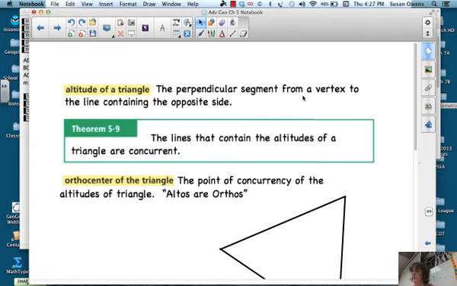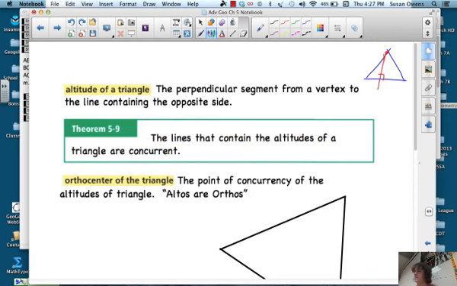This video is the fourth video in the series about the concurrency points. So this one is going to deal with the altitudes. First we start out with a definition again. The altitude is the perpendicular segment from a vertex to the line containing the opposite side. So if I draw a triangle, the altitude is going to go from the vertex and then it just has to be perpendicular to the other side. So maybe it comes over here and it's perpendicular. So that's an altitude. If you draw the altitudes of a triangle, they are all concurrent.